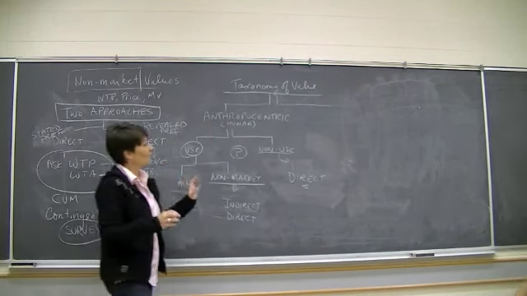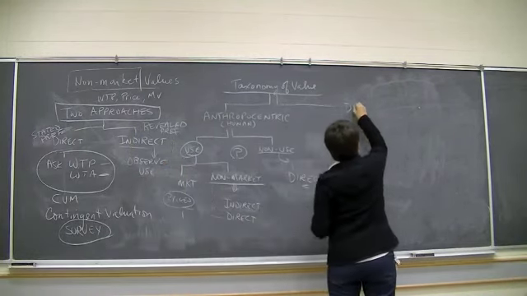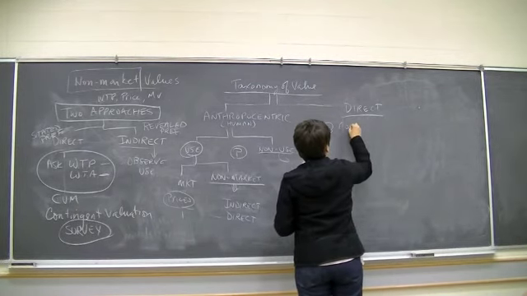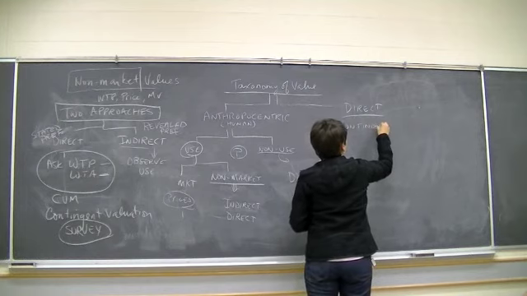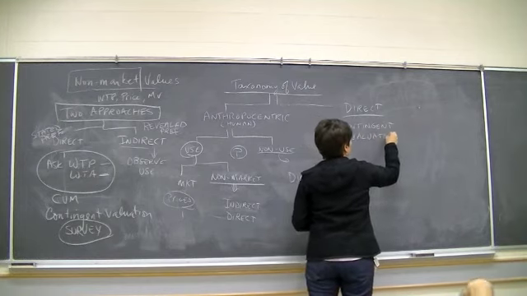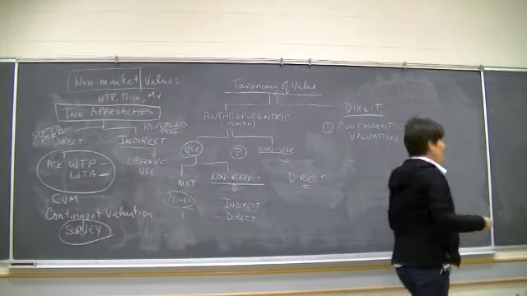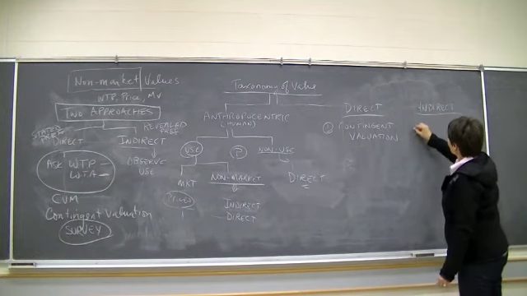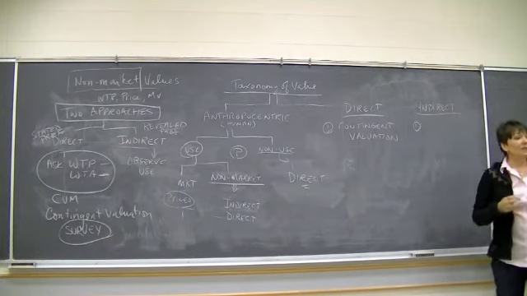Okay, so the methods for direct are contingent valuation, and for indirect there are several. We could talk about hedonic pricing.